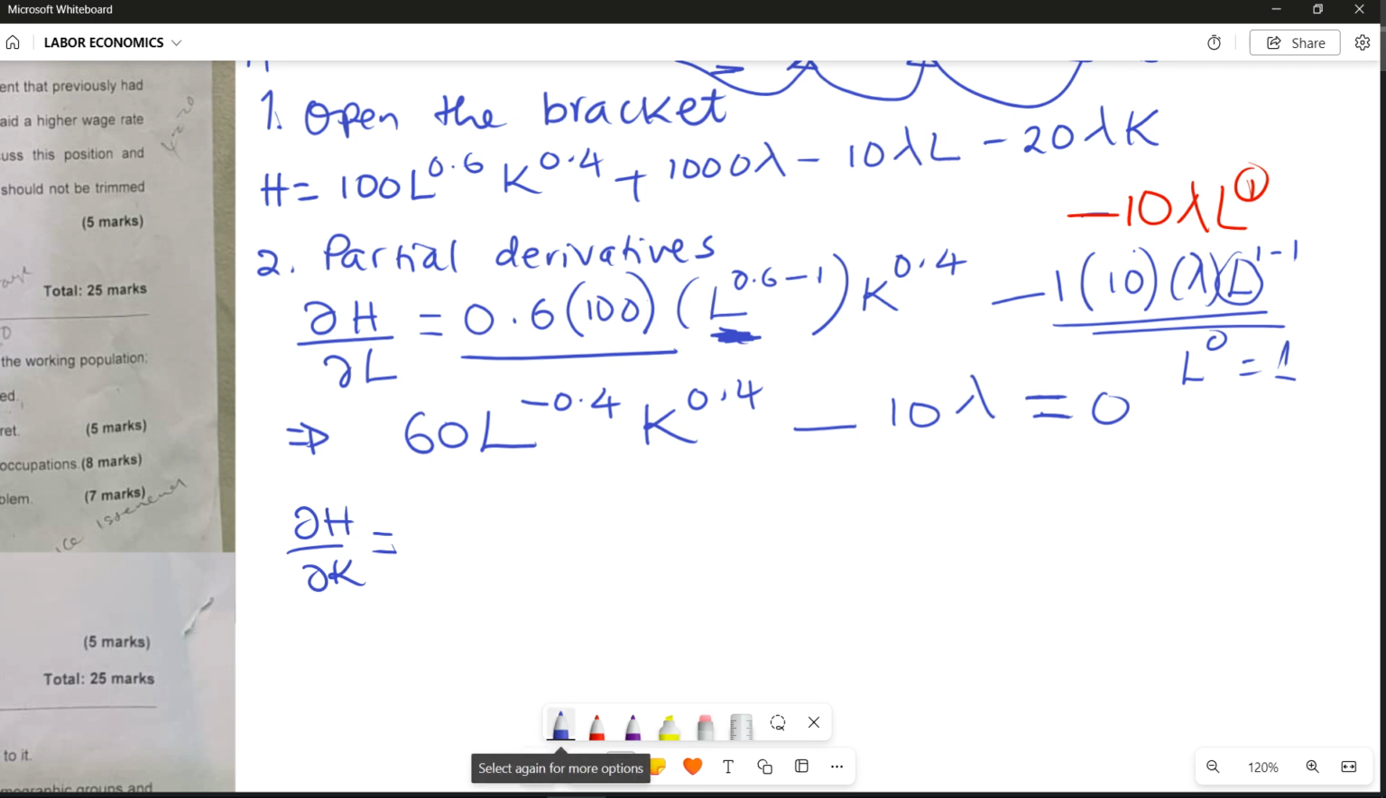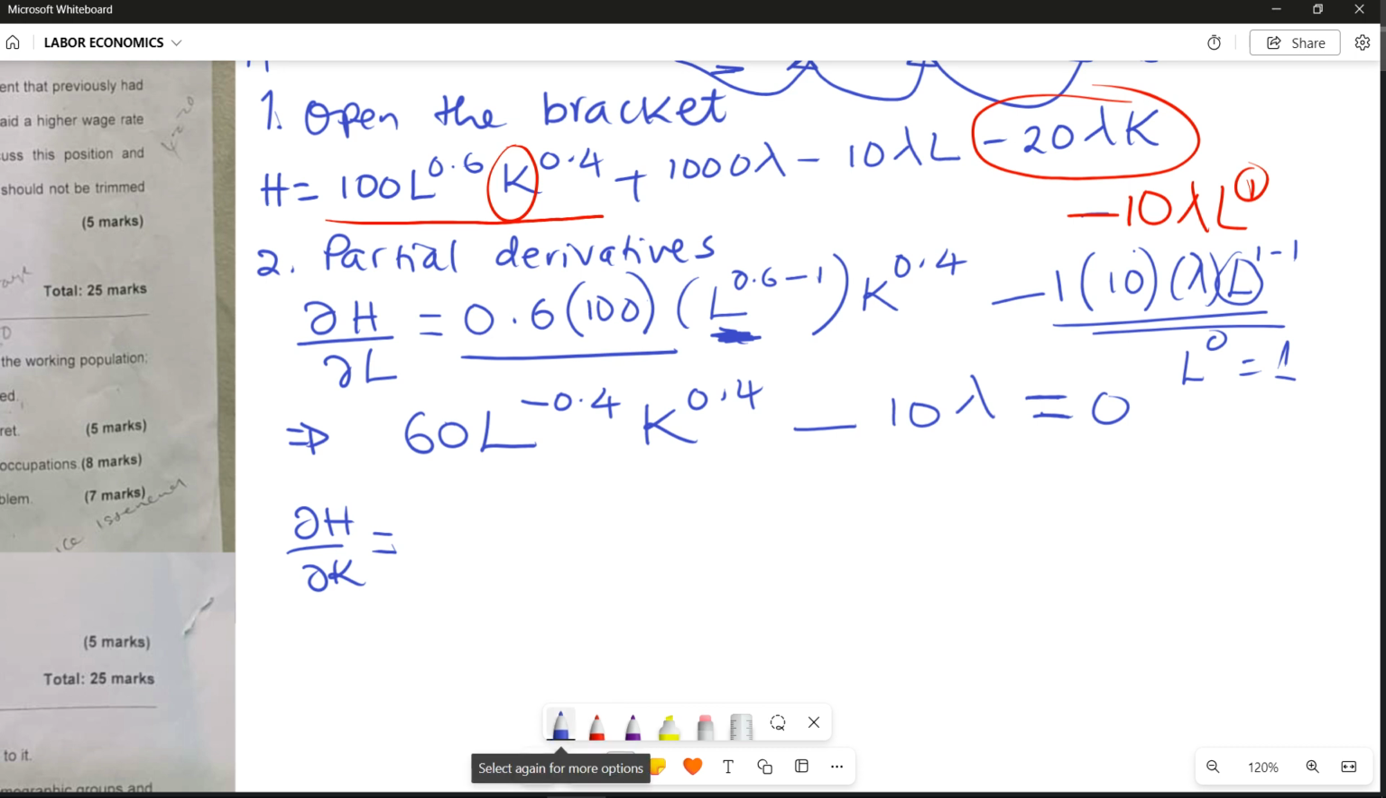Okay, fine. Let's get the derivative with respect to capital. So where is capital featuring? Capital is featuring in the first part because it's there, and it's also featuring in the last part there. Okay, great. Let's do that.